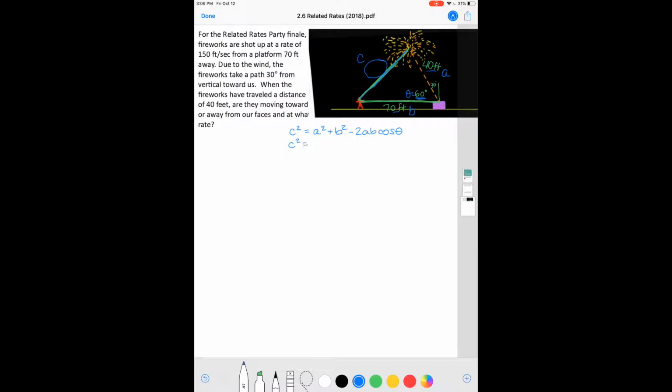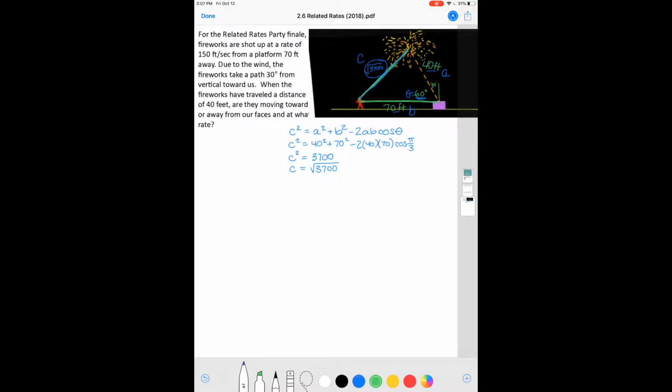So C squared equals, plugging in all the things I know so I can find that other side of the triangle. Pi over 3. Cosine of pi over 3 is just 1/2, so that shouldn't be too bad. It comes out to 3,700, so C is the square root of 3,700, and I'm going to leave it like that. Cool. So now I know all the lengths and stuff.